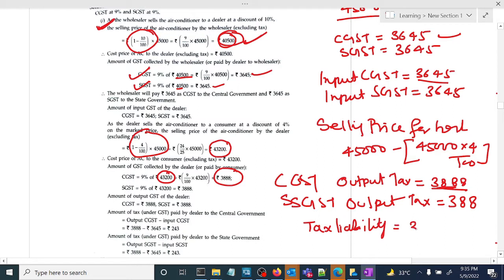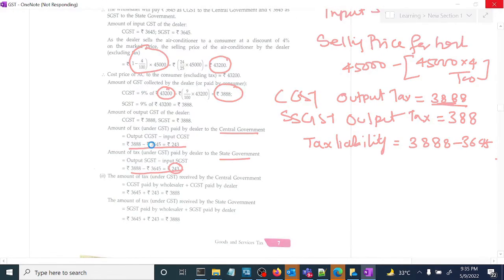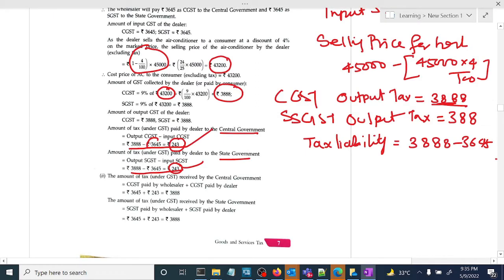How much? 3888 minus 3645. So if you see here, this is the tax liability for CGST. This is the tax liability for SGST, because he is getting 240 rupees extra, right? So this he will pay directly to the central government. This portion he is anyway paying to the manufacturer, and the manufacturer will pay it to the government, but the dealer will pay this much to the government.